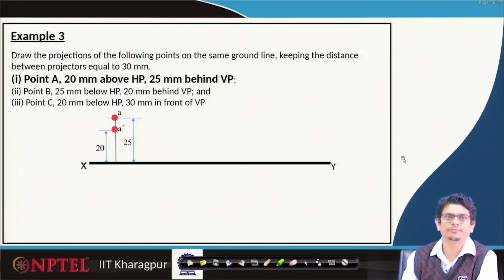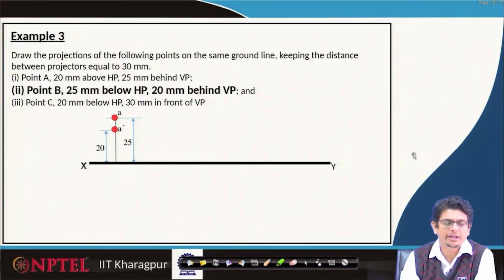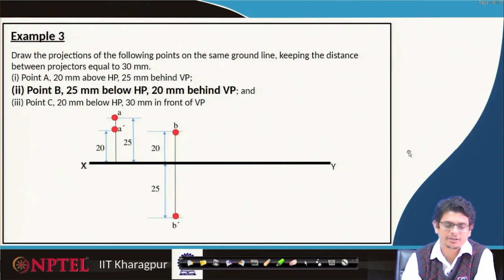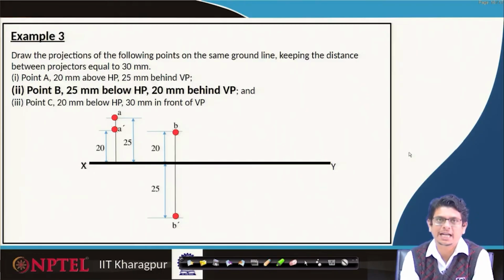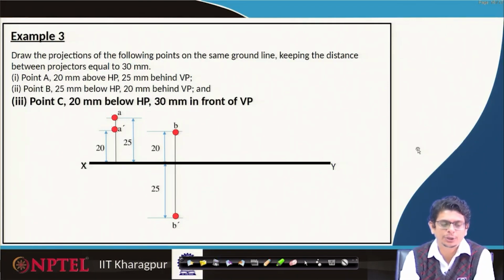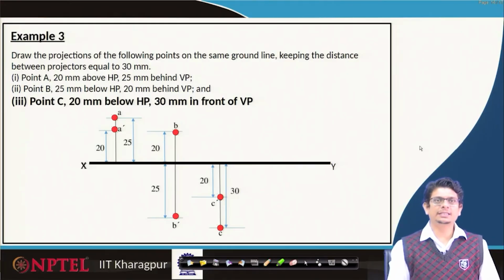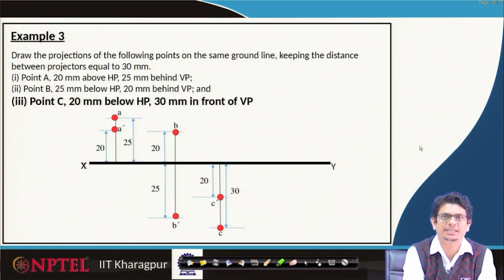Check our solution. Both the points A prime and A are on one side, above the xy line. If point B is 25 mm below the horizontal plane and 20 mm behind VP, the solution will have B and B prime on opposite sides. Similarly, for point C below HP and in front of VP, both the points are on one side, but below the xy line. Check your solution with the actual solution. Okay. In the next class, we will learn more about these projection techniques. Thank you very much.